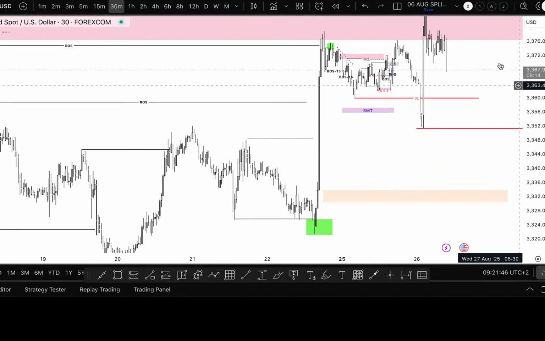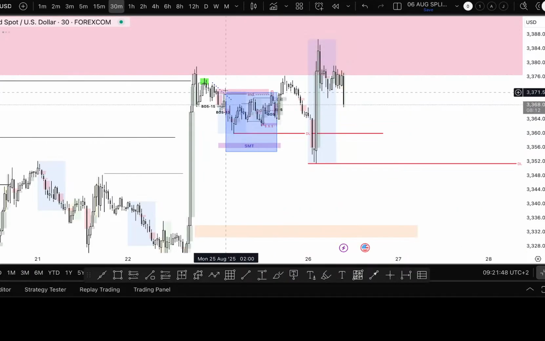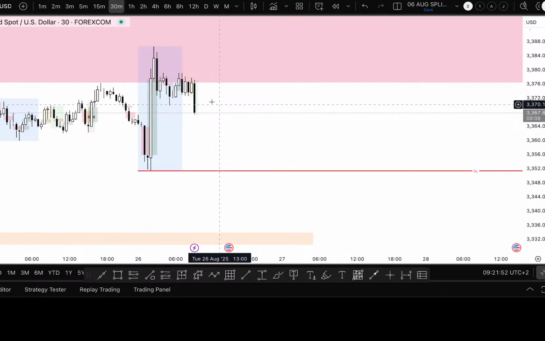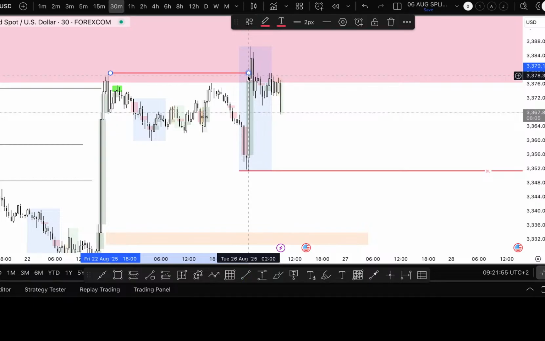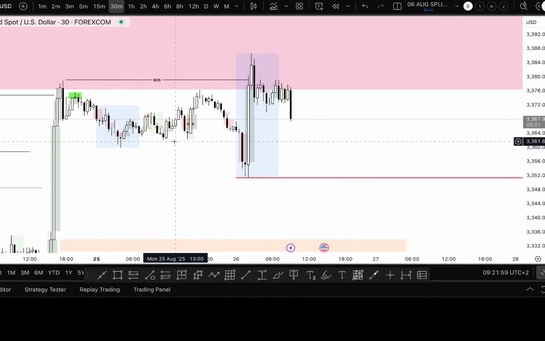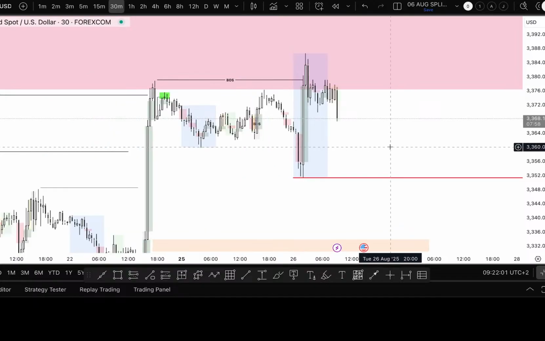Now let's see. Okay, now these are irrelevant. It was yesterday's, we don't care about that. It just shot down. Okay, so our bias was correct. We are going on sells. It's a breakout structure. It's a strong inducement, to be honest.